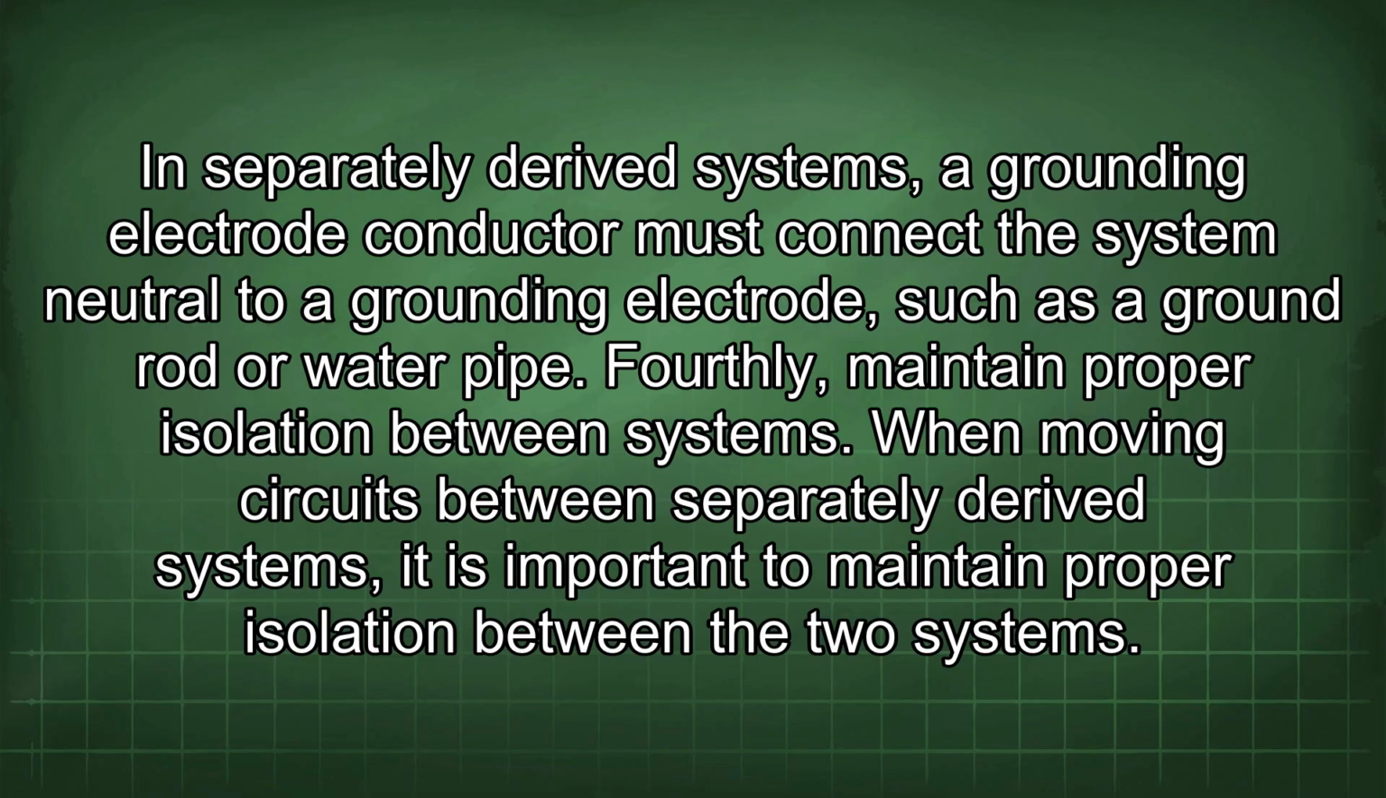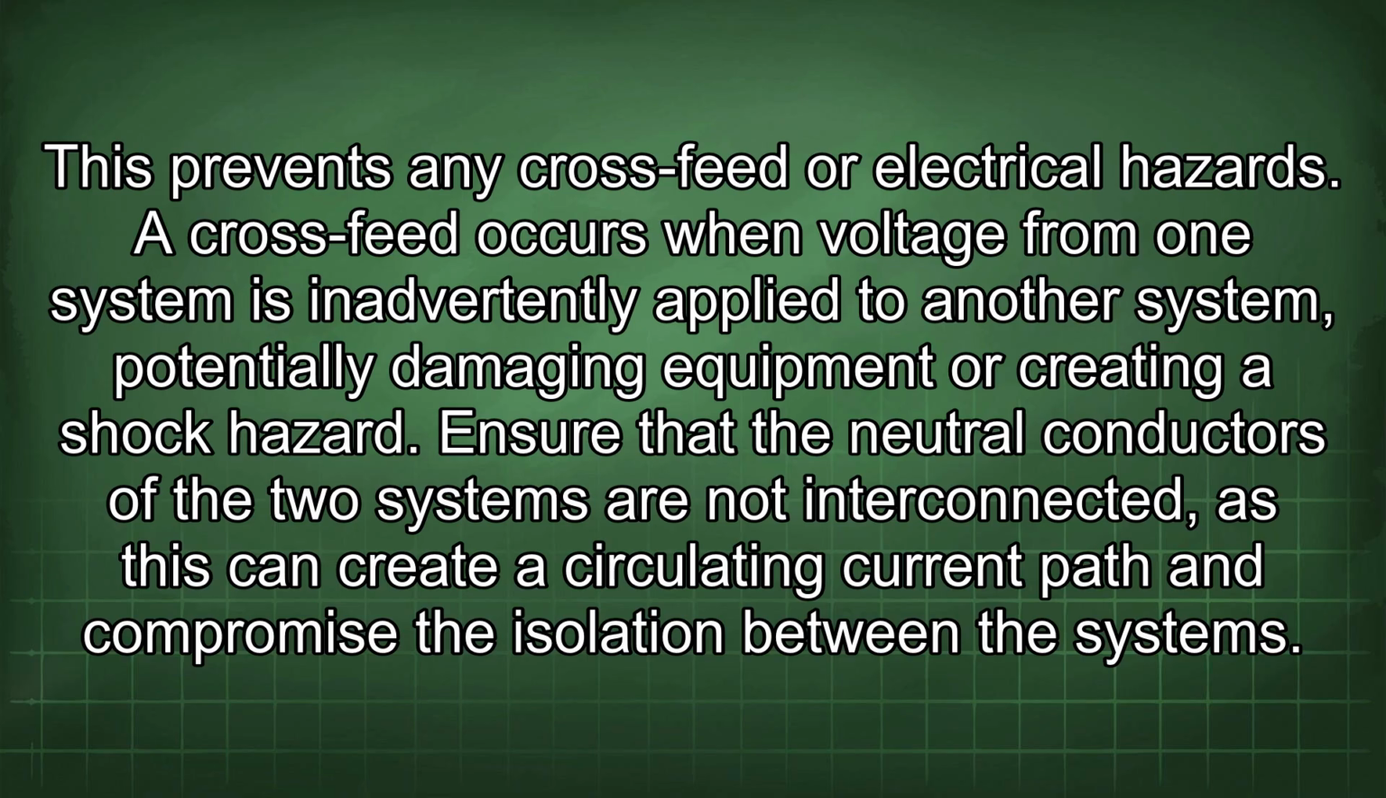Fourthly, maintain proper isolation between systems. When moving circuits between separately derived systems, it is important to maintain proper isolation between the two systems. This prevents any crossfeed or electrical hazards. A crossfeed occurs when voltage from one system is inadvertently applied to another system, potentially damaging equipment or creating a shock hazard. Ensure that the neutral conductors of the two systems are not interconnected, as this can create a circulating current path and compromise the isolation between the systems.